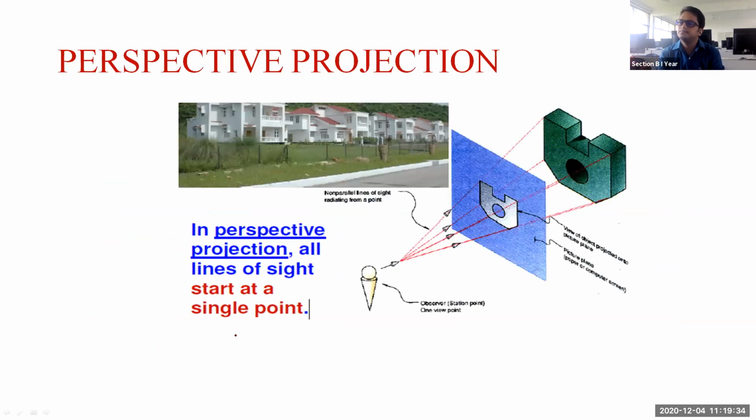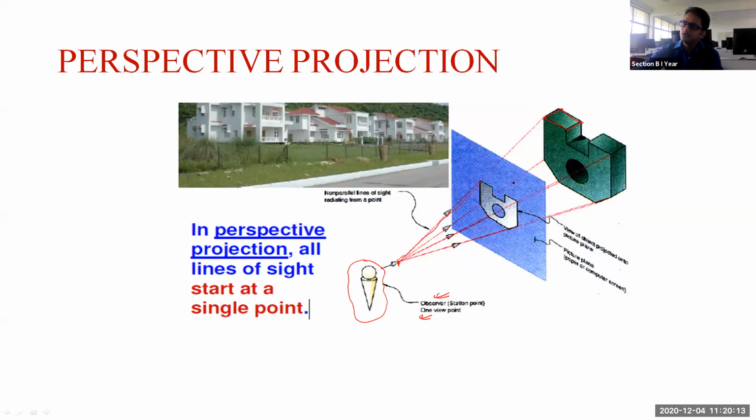Here you can see one observer. The observer is represented with this symbol. This is the observer, or the station point, or one point view. You can see the light rays emanating from this point, going in this direction and passing through this point.